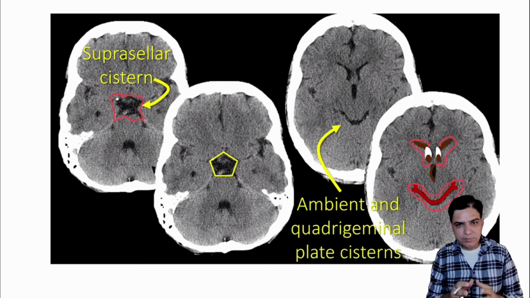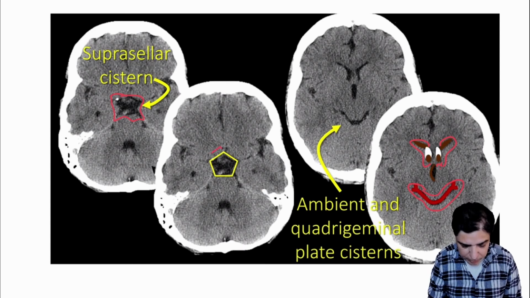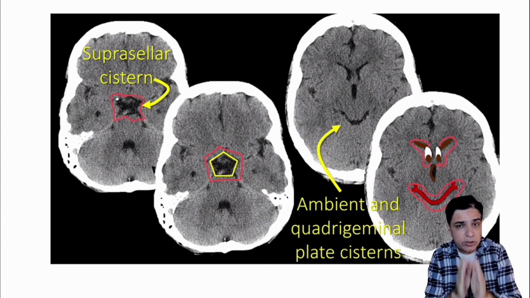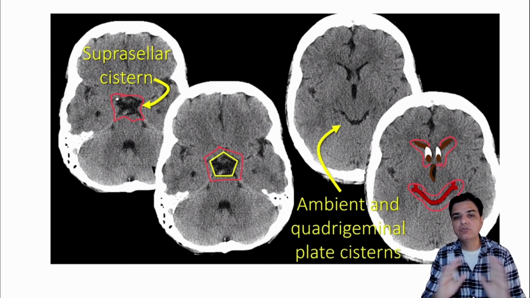That normal shape of the evil smiley basically means that these are normal quadrigeminal plate cisterns at the lower part of the brain, that is the infratentorial region. Similarly, you should also look at the suprasellar cistern, which should be in the form of a pentagon. So to summarize, you should see a pentagon and an evil smiley in a normal CT of the brain. You are looking basically for infratentorial herniation. If you see a pentagon or an evil smiley, there is no infratentorial herniation. It means there are no mass effects in this region.